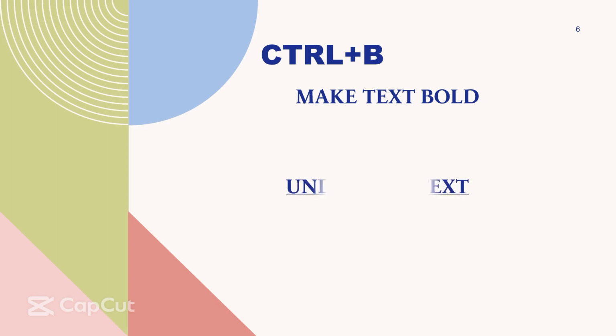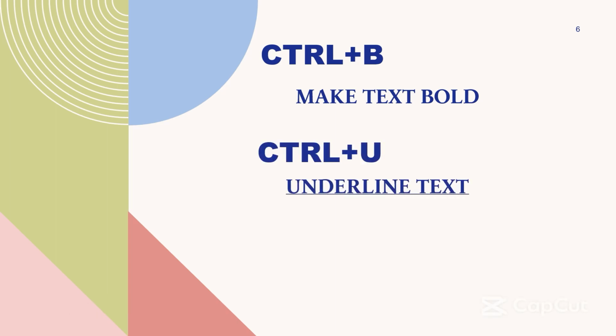Now Ctrl U on the other hand underlines it. For example, a heading of a presentation, or a heading of, let's say, any piece of work or document that you are working on. If you want to underline anything, once you select it, you can press Ctrl U. For this shortcut key, most people that use Word and PowerPoint are very familiar with it.